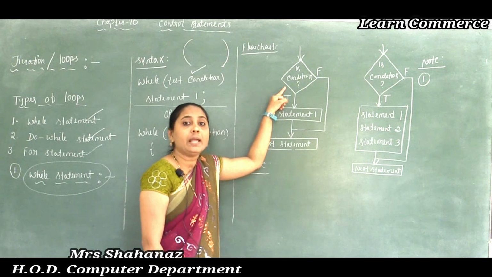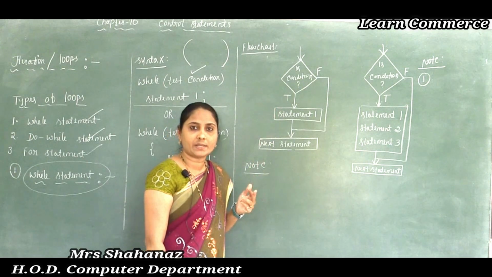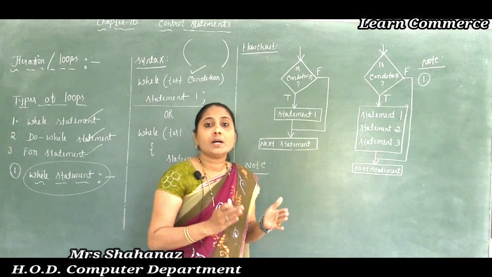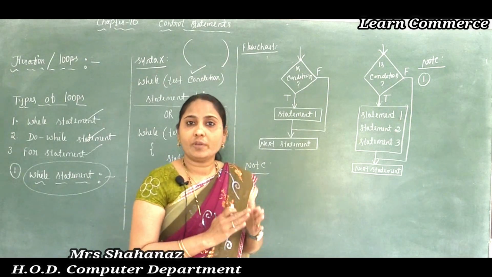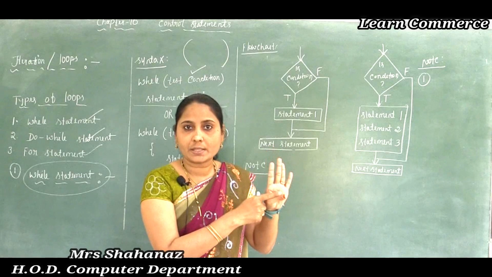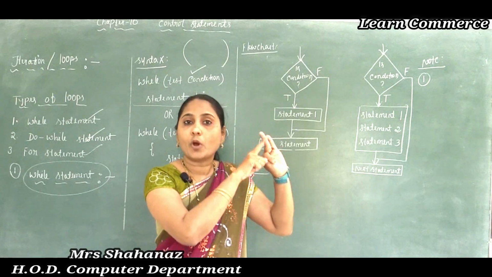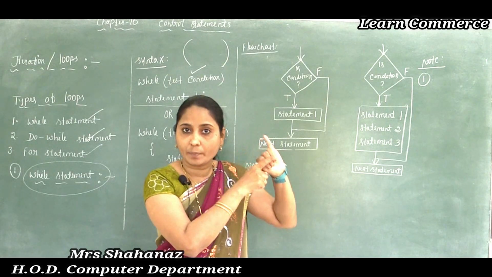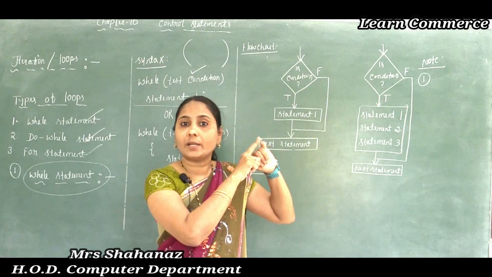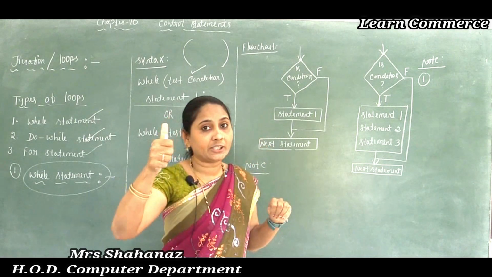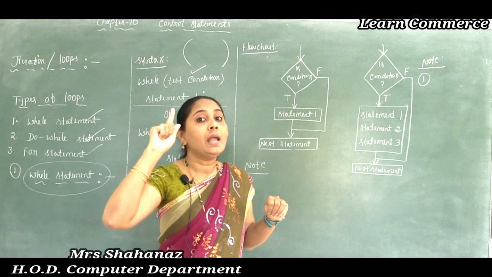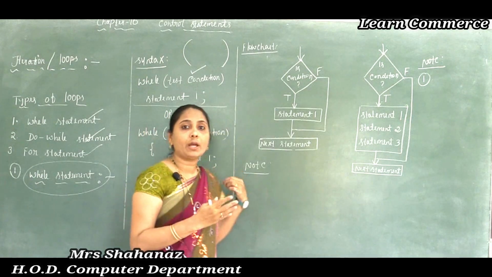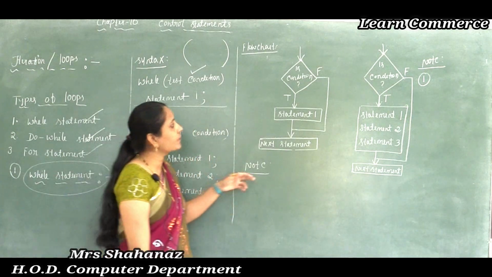As we know, in our flowchart many symbols are there, correct? We have the terminal symbol, input/output symbol, process symbol, decision symbol, the looping statement symbol, the direction of flow, and the connector symbol. So many types of symbols are there.